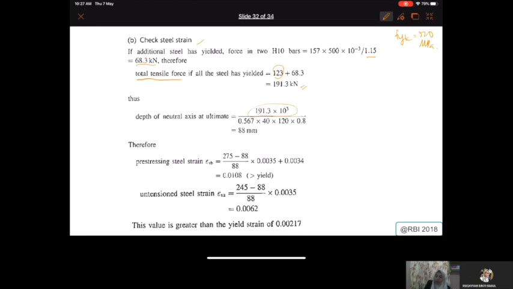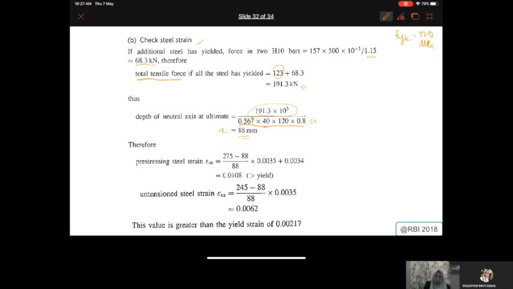Okay. So that 191.3, you want to know what will be the depth of the neutral axis at ultimate when the steel is yielded. So you do a backwards calculation, where you get the x value, including the compressive value of 0.8, supposed to be 0.8x. So then x will be on the other side, and you get what x is.